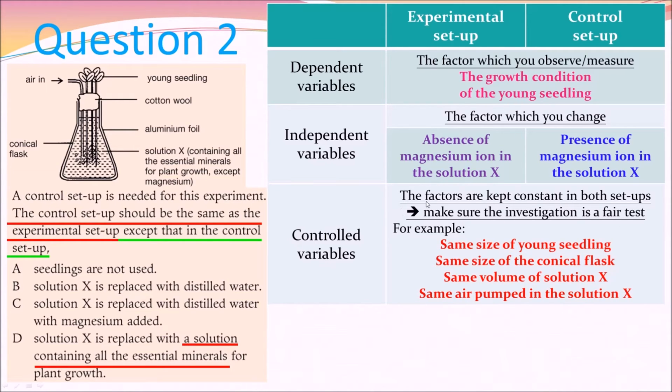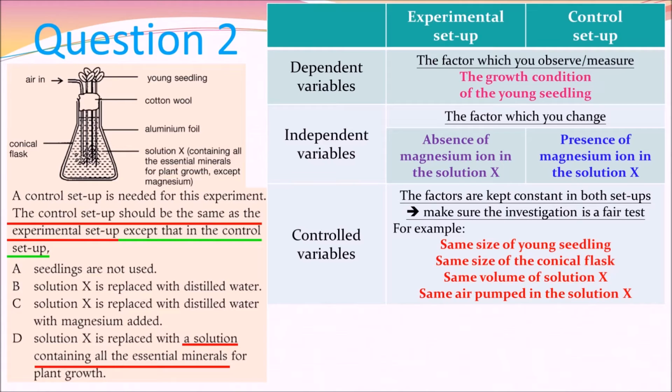Control variable means that the factors are kept constant in both setups. In this question, we know that there are 2 setups, but in other experiments, there may be more than 2 setups. So control variables are kept constant in all setups, no matter the experimental setup or the control setup, to make sure that the investigation is a fair test.